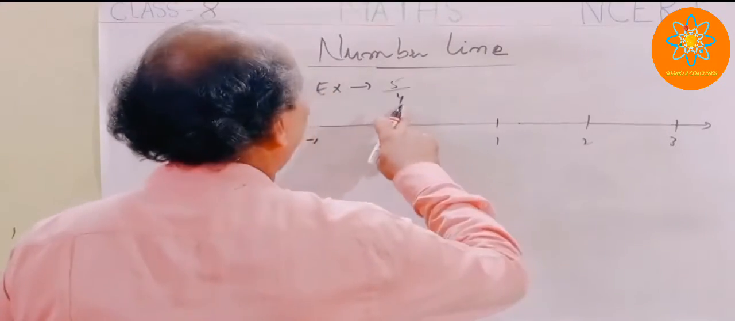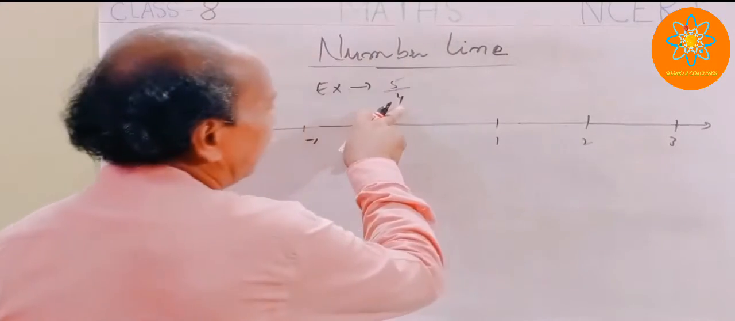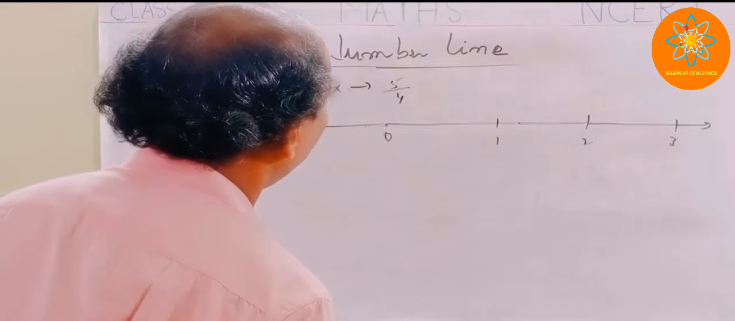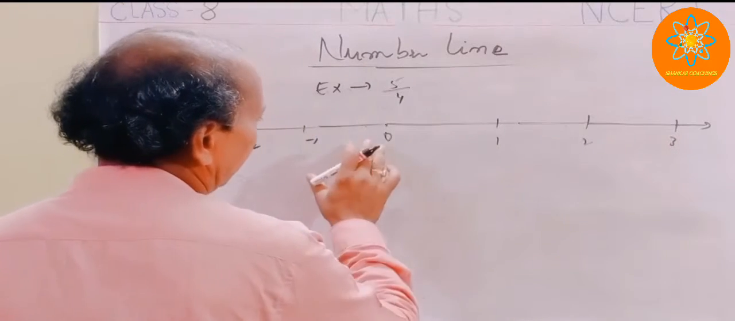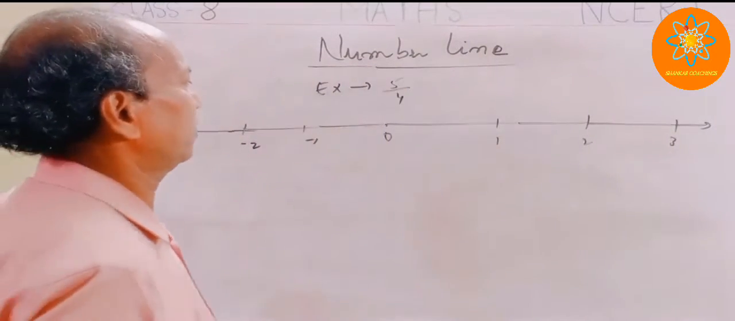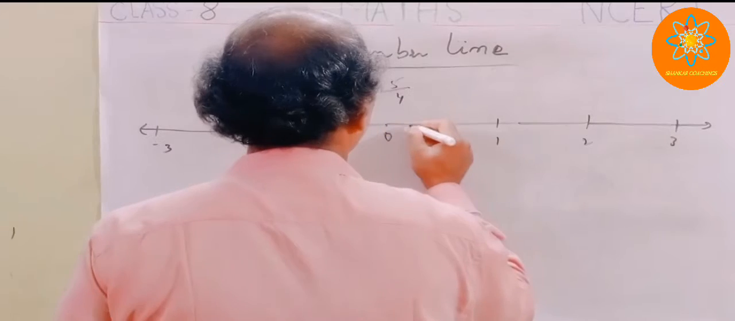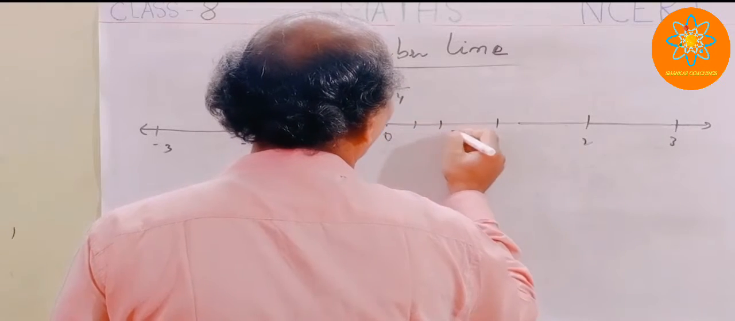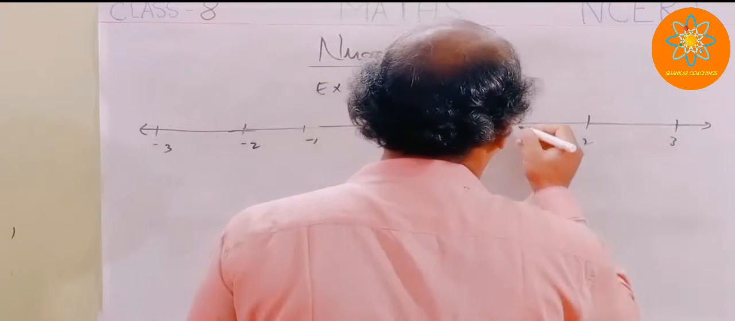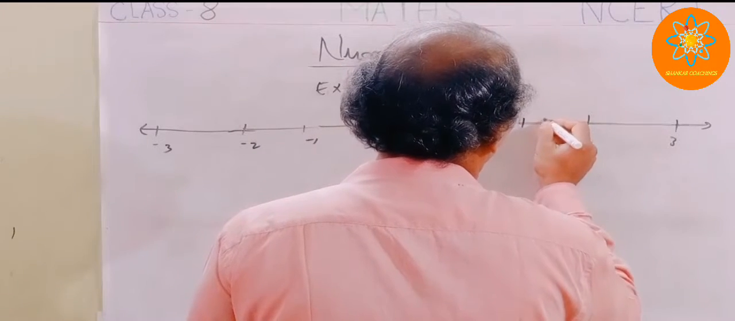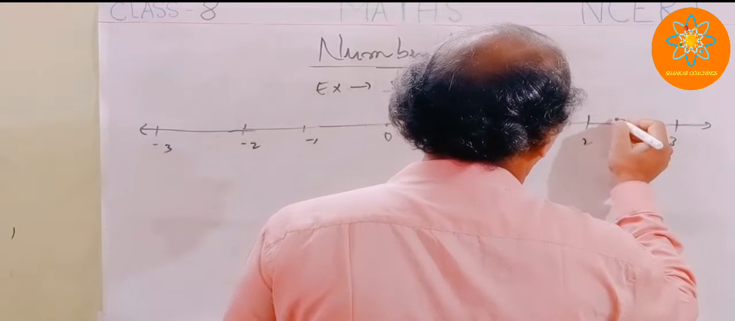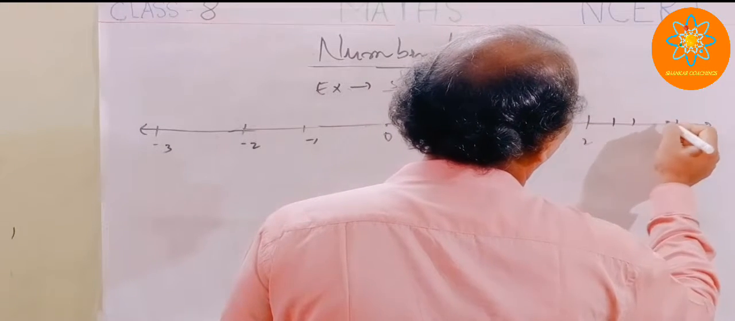Since 4 is here in the denominator, it means I will divide each interval, from 0 to 1 and 1 to 2 or 2 to 3, into 4 parts. 4 is here, so it is 1, 2, 3 and 4. Similarly, we have 1, 2, 3 and 4. Here also 1, 2, 3 and 4.